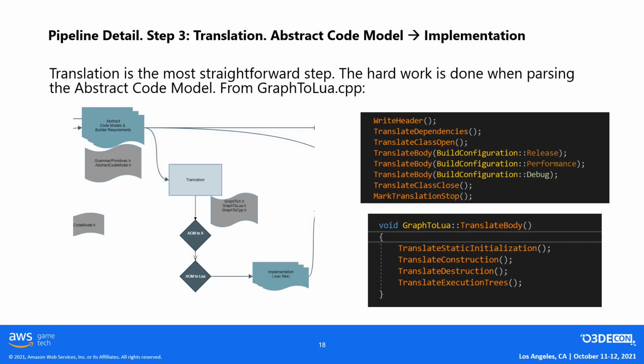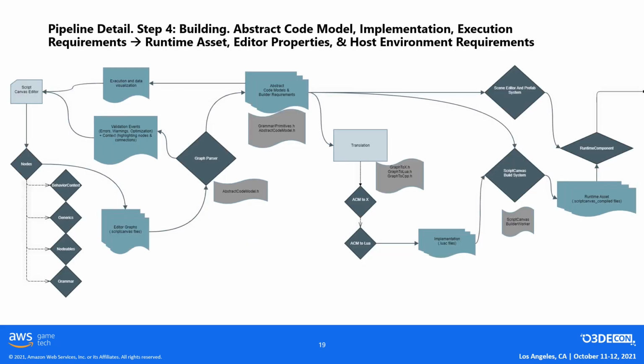The next step is building, where the parser and translation results, execution requirements, and implementation requirements are translated into the runtime asset, editor properties, and host environment requirements. When the asset processor and the prefab compiler operate, they both analyze the results of parsed graphs and determine what data needs to be included by the hosting engine to properly execute the logic at runtime. In the case of the prefab compiler, this includes converting some variables in the abstract code model into properties exposed on the ScriptCanvas editor component.